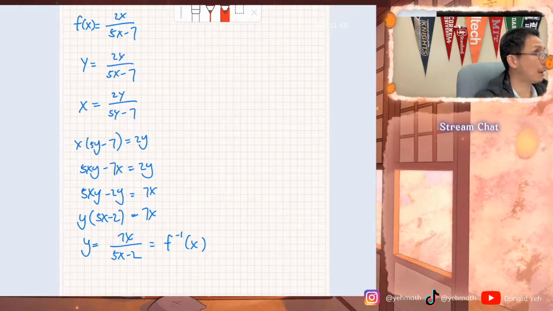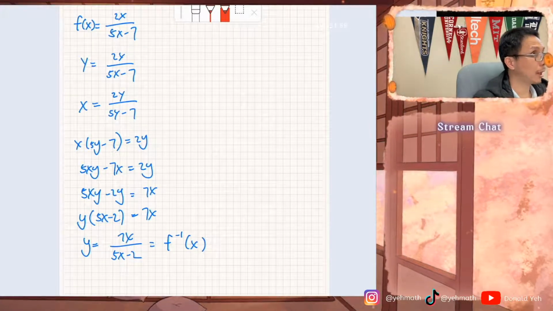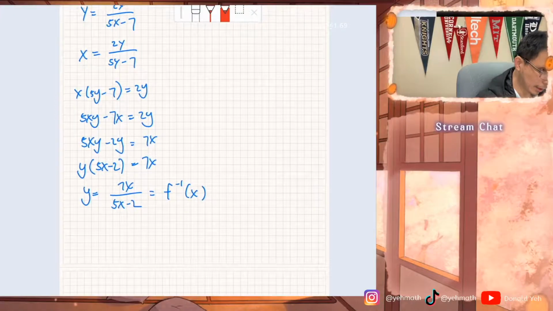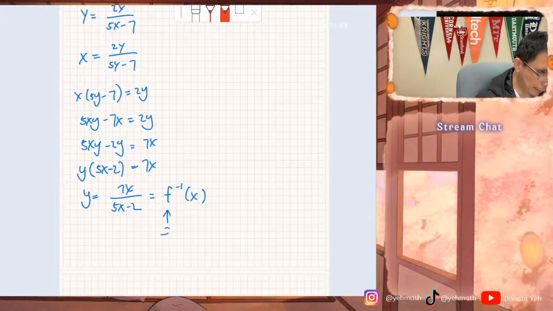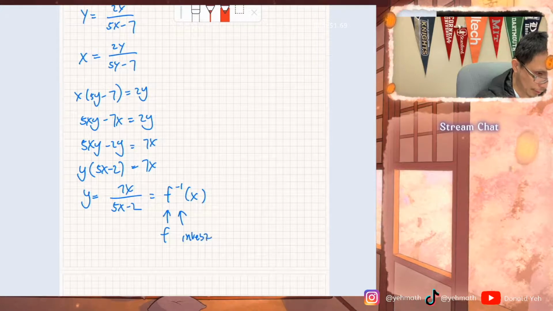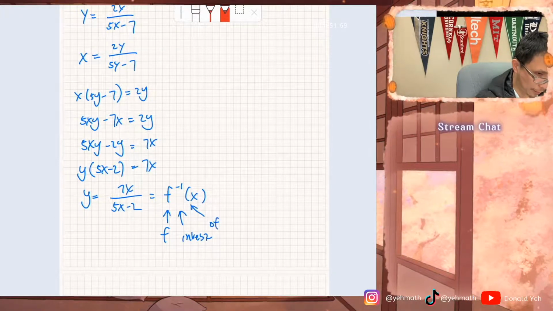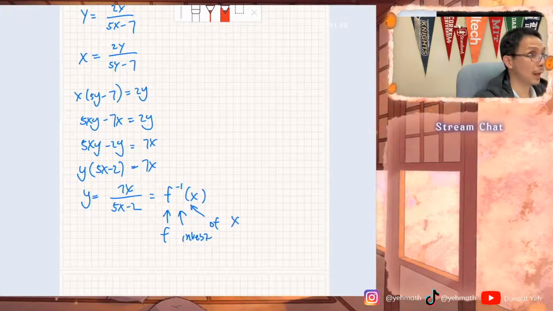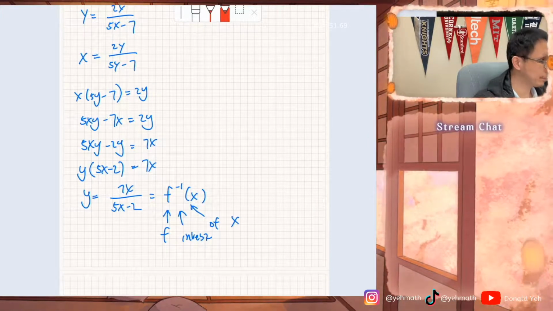Now be careful how I read them. I'm teaching you pre-calc here. This should read as f inverse of x. F inverse of x.